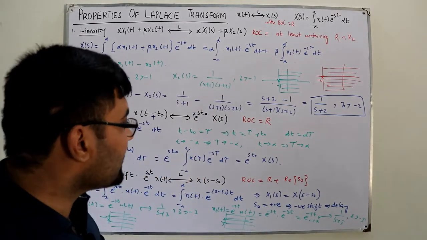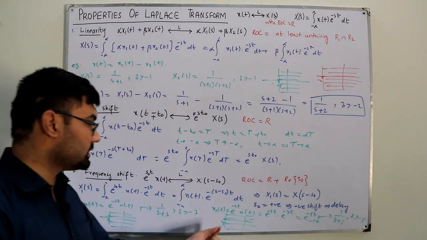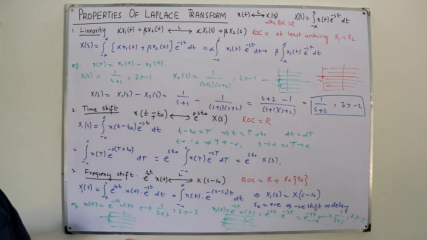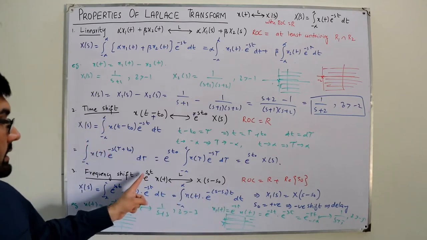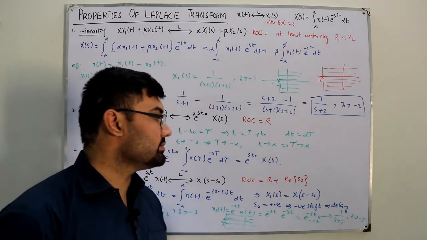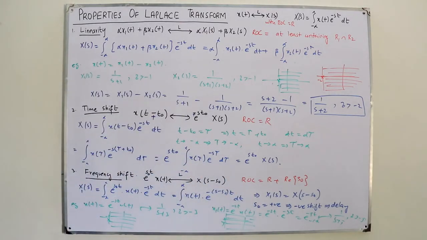So this has been shifted by the amount of s naught. S naught was 2, so it has been shifted. S naught was positive, no, negative. S naught was negative, so it has been shifted towards the right, which means it has been advanced. That is for property number 3, which is shifting in the S domain.